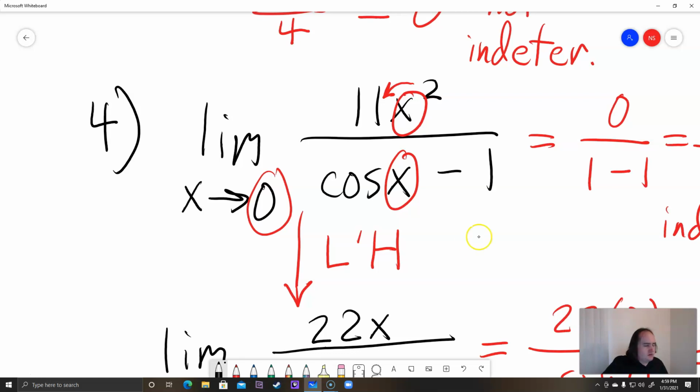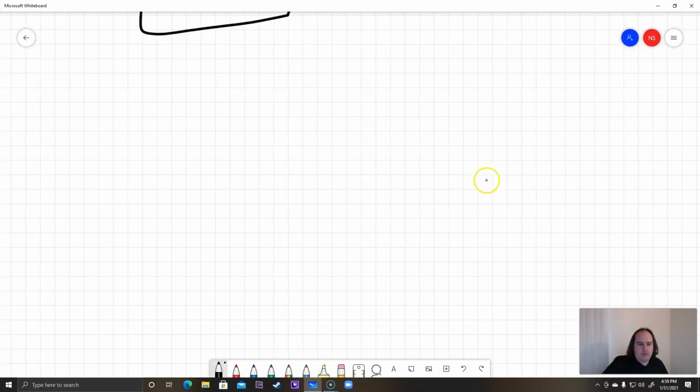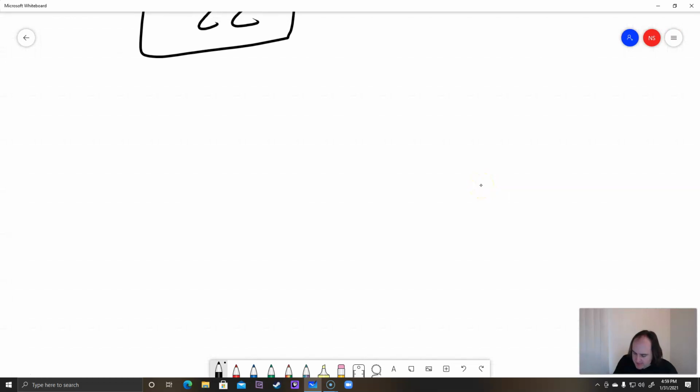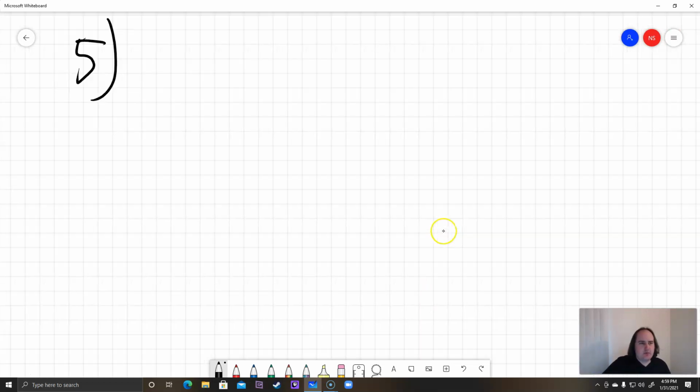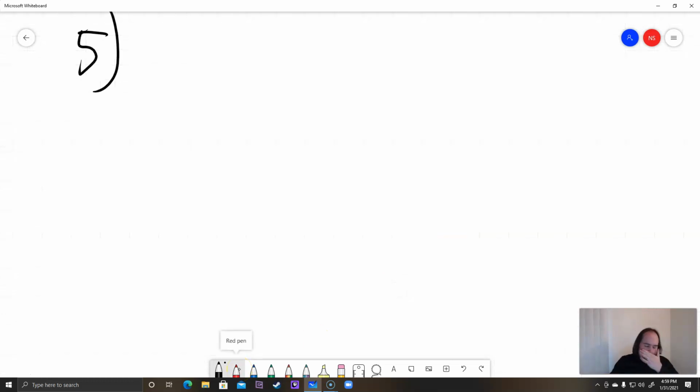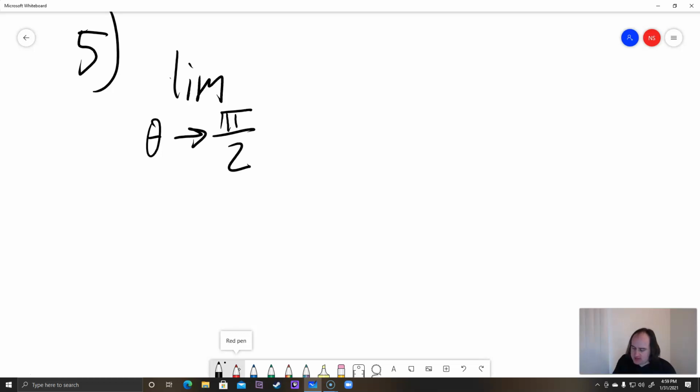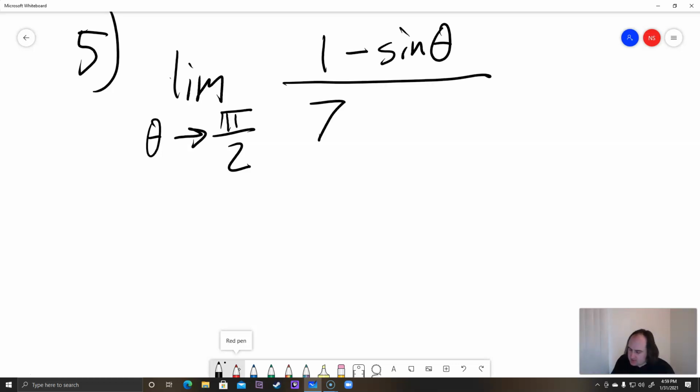Okay, cool. All right, so I wanted to do a couple more. Okay, so let's take a look at example number 5. For example number 5, we're going to be looking at the limit as theta approaches pi over 2 of 1 minus sine of theta all over 7 plus 7 cosine of 2 theta.